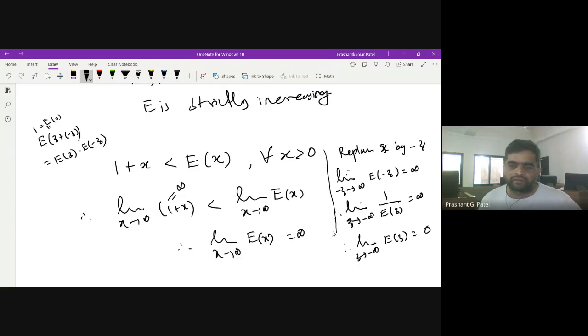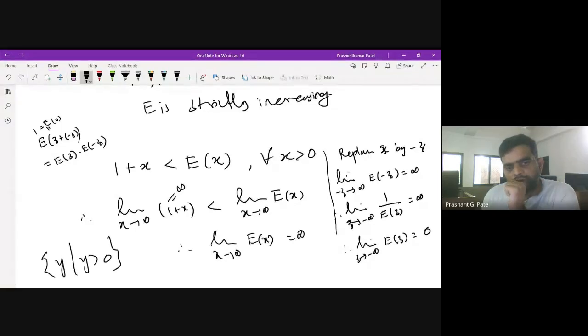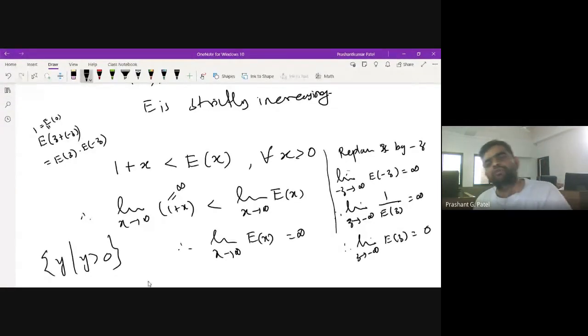That proves that at infinity it goes to infinity, and at minus infinity the exponential function goes to 0. And again, by the intermediate value theorem, one can say that the range is all y which are greater than 0. This is the range of the exponential function, which we can get by the intermediate value theorem. So these are the properties of the exponential function. Using this exponential function, we can define the logarithm function, the power function, all sorts of things are established using this exponential function.